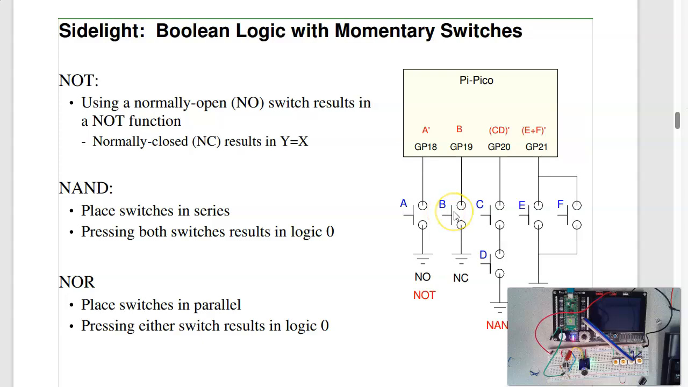You can buy switches which are normally closed. When I push the button, it opens. So a normally closed switch would give you the function X. A normally open switch gives you not X. That's a NOT function. If I place 2 switches in series, that's actually a NAND function. The output will be 0 if C and D are pushed. If I put the switches in parallel, I get a NOR function. The output is 0 if E or F is pushed.